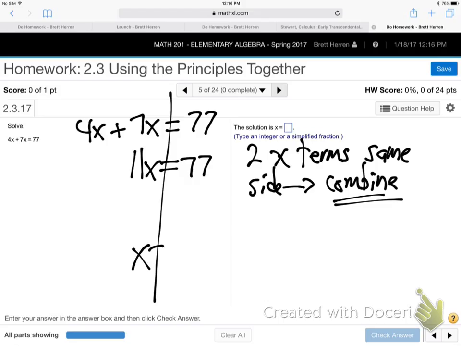X is still saying, I want to be alone. So what do you do now to get x alone? Divide by 11. And when I divide, what do I divide by, regular 11 or negative 11? Regular. Yeah, you always divide by the same sign, by the identical, whatever's there. Cancels, and that's just 7, huh? Questions on that one? That good?